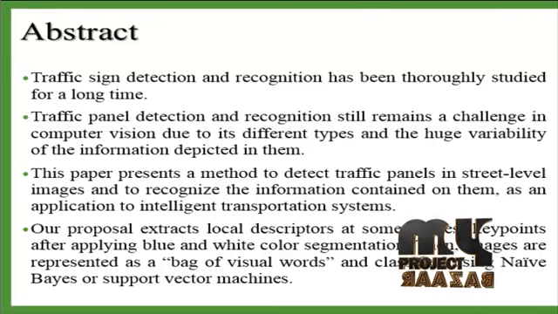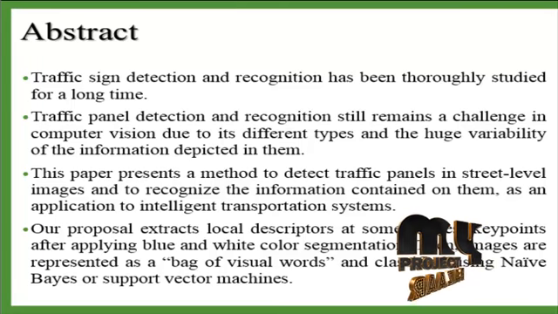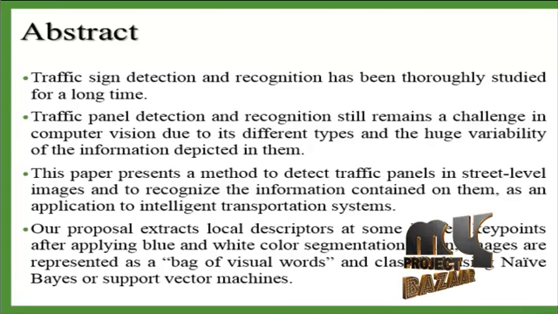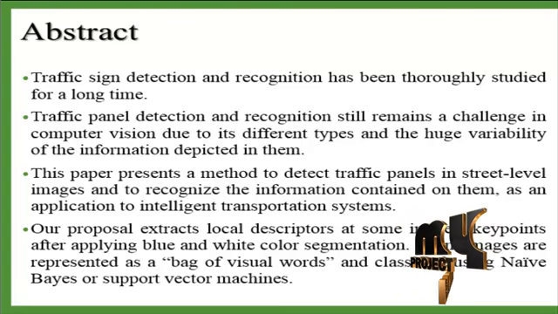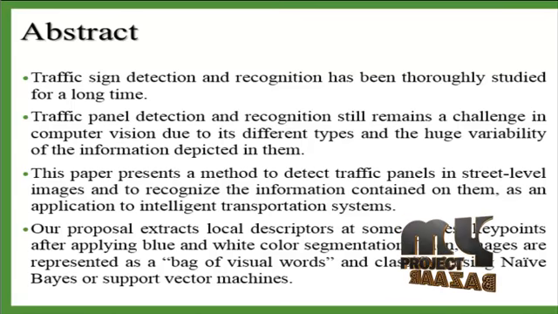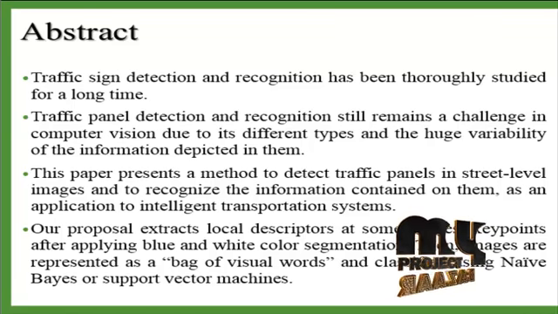Now let's see about this abstract. In this paper we are going to detect the traffic panel in street level images. For identifying the traffic panel, initially we identify the color mask. Color mask is a labeling technique for separating each group of images. After color mask, it passes to the clustering technique. In this clustering technique, we separate the labeled images into clusters, which may contain panel and non-panel.